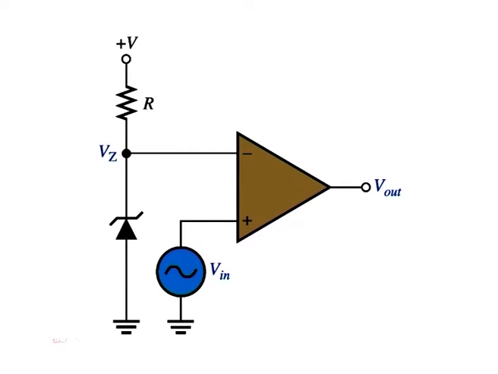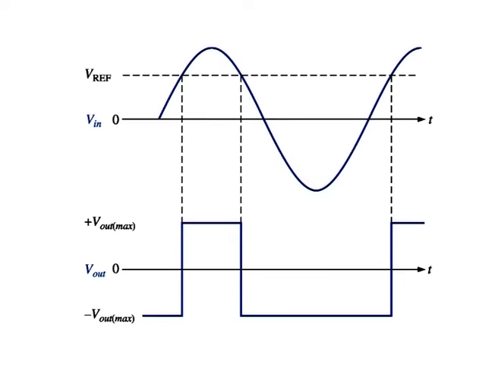Another circuit shown here uses a Zener diode to set the reference voltage. As long as V in is less than V reference, the output remains at the maximum negative level. When the input voltage exceeds the reference voltage, the output goes to its maximum positive voltage as shown in this figure with the sinusoidal input voltage.